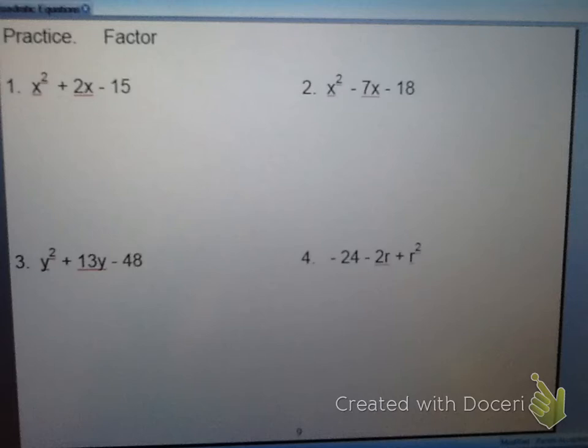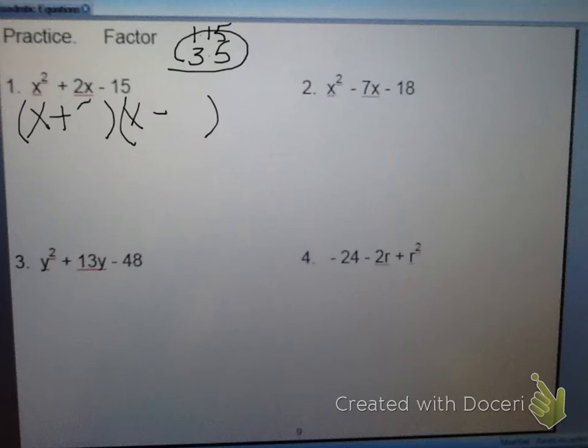Okay, so copy these 4 problems down, pause this tape, work these 4 problems, then come back and check and make sure you've got the right answers. Signs are going to be different. Factors of 15 that we subtract. You get 2, 3, and 5, and I'm going to put the 5 behind the positive.